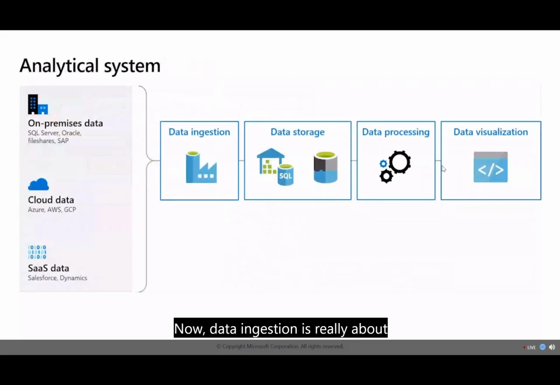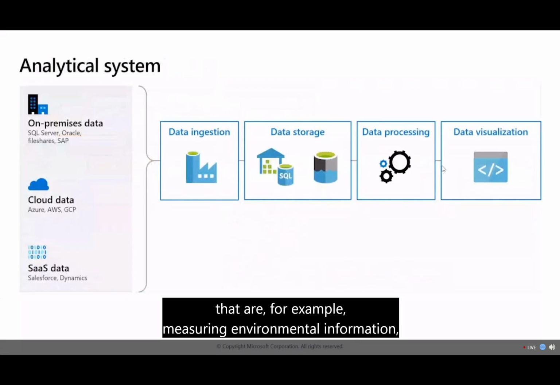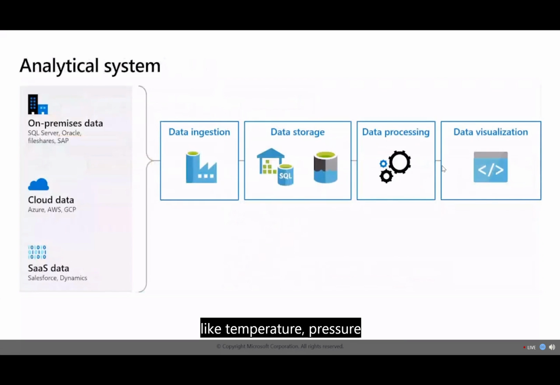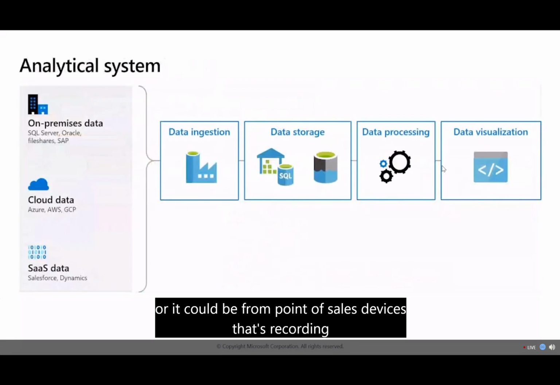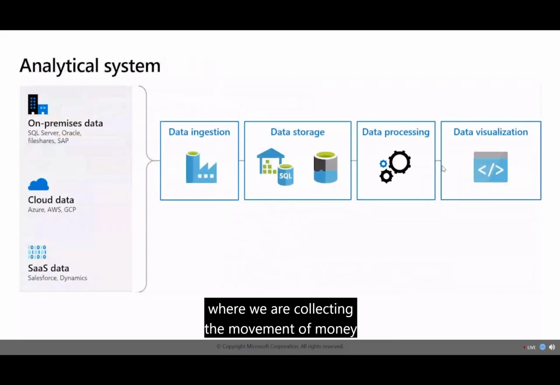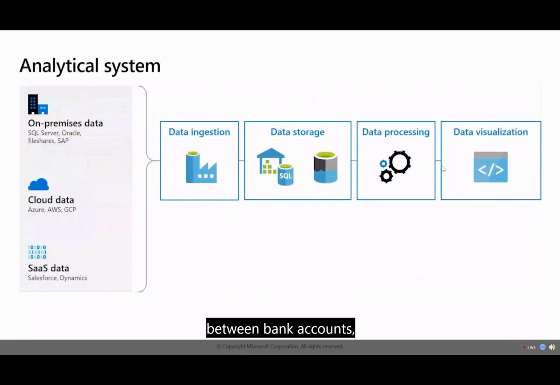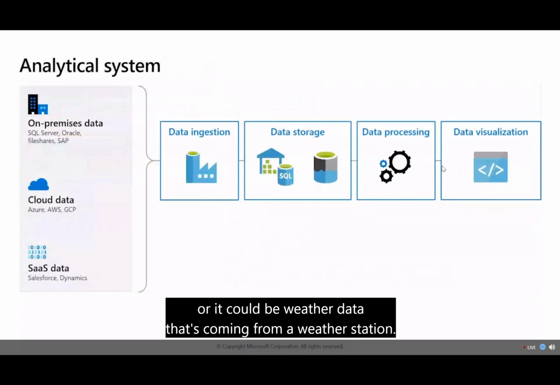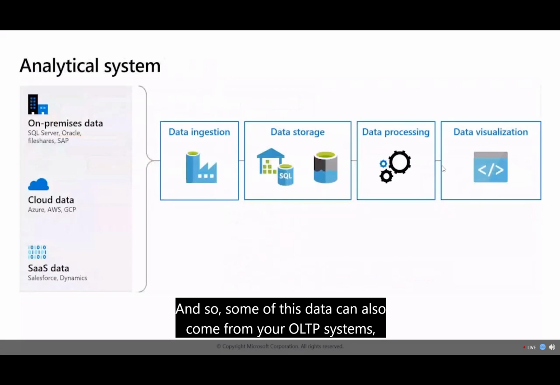Now, data ingestion is really about capturing raw data. This data could be taken from devices that are, for example, measuring environmental information like temperature and pressure, or it could be from point of sale devices that record items being purchased by a customer in a supermarket, or it could be financial data where we are collecting the movement of money between bank accounts, or it could be weather data coming from a weather station. Some of this data can also come from your OLTP systems or your relational databases on-premises.